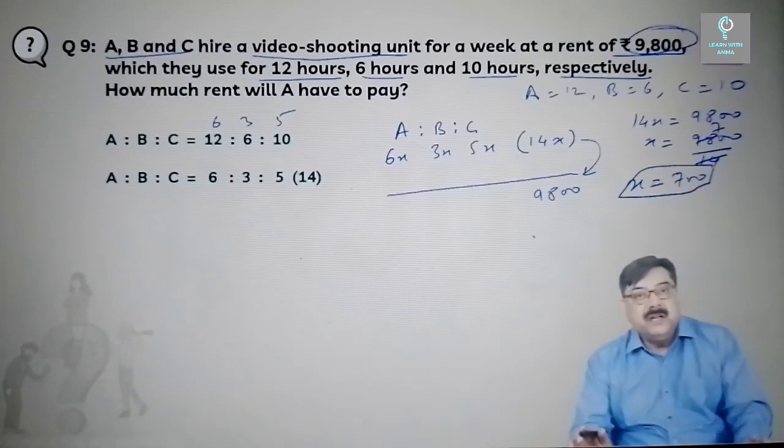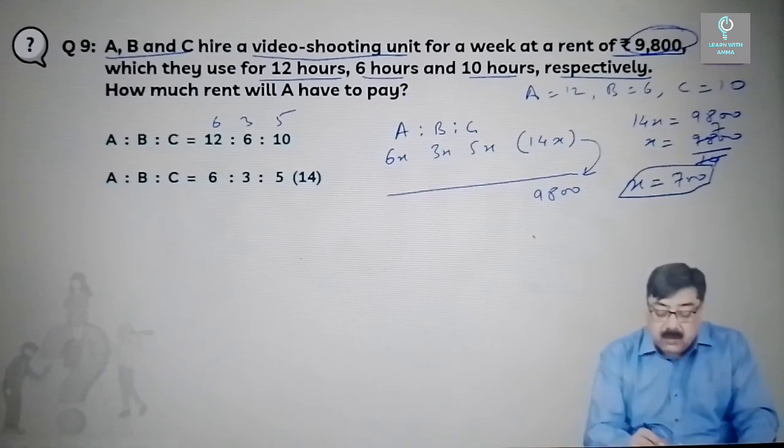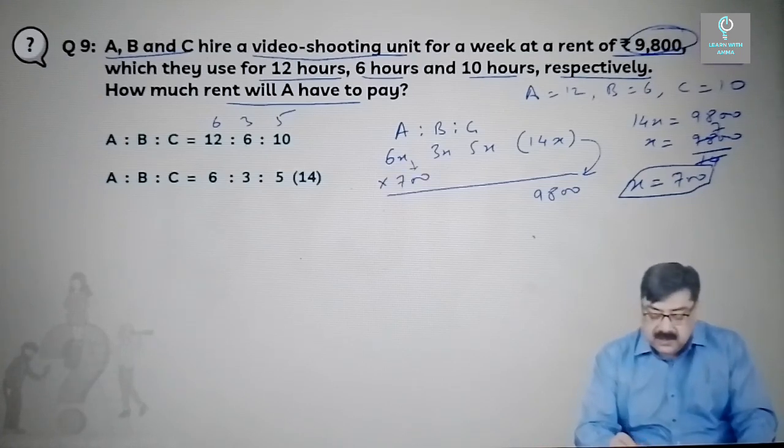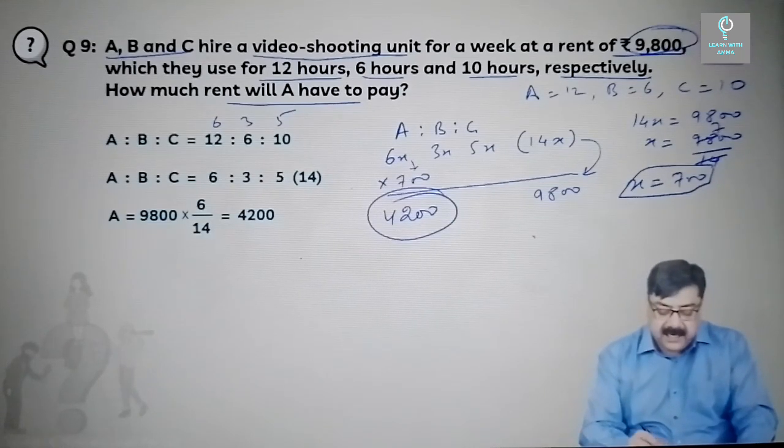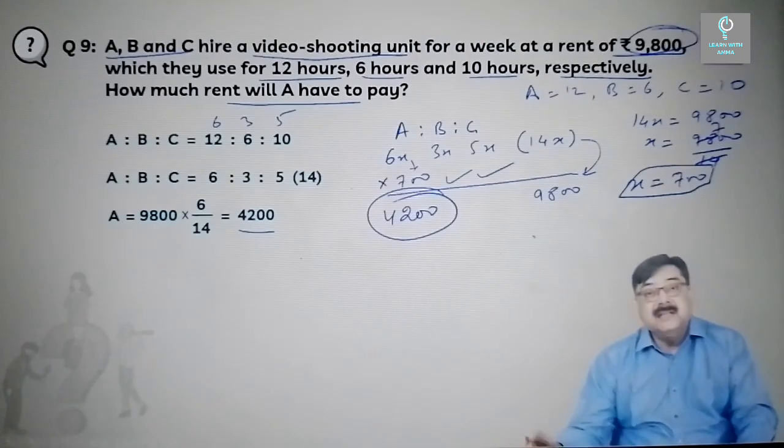So the multiplier we have already found out. Now you have to find out how much rent A will have to pay. So A is 6x. So 6 into 700. The value of x here is 700. So that is nothing but 4,200. Another way, 9,800 into 6 by 14 works out to be the same. That is 4,200. And you can find out individually for B and C as well.